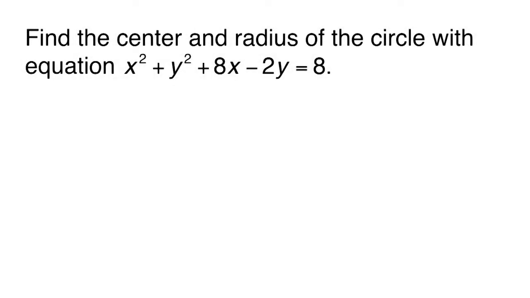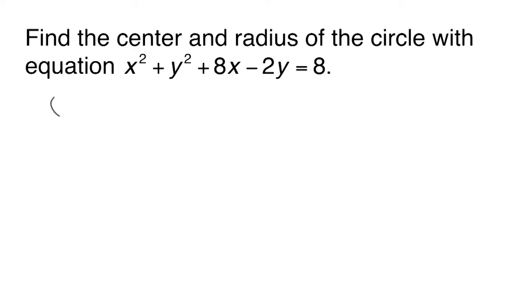Find the center and radius of the circle with equation x squared plus y squared plus 8x minus 2y equals 8. To find the center and radius, we want to get this equation in the form of the general form of the equation of a circle. To do that, we want to complete the square on x and y.